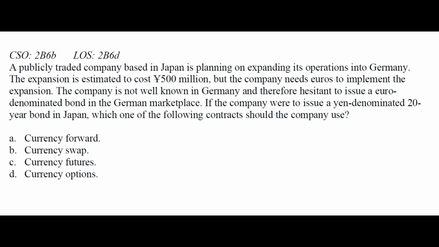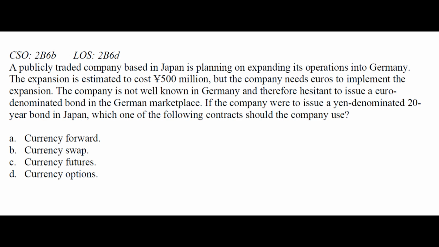This question tests knowledge of currency risk management and the use of foreign exchange derivatives in long-term financing. A Japanese company needs euros to finance a long-term investment in Germany, but plans to issue a 20-year bond denominated in Japanese yen. The challenge is that the company will raise funds in one currency, yen, while needing cash and making future payments in another currency, euros. The most appropriate financial instrument should allow the company to exchange yen cash flows for euro cash flows over a long period of time while reducing exchange rate risk.